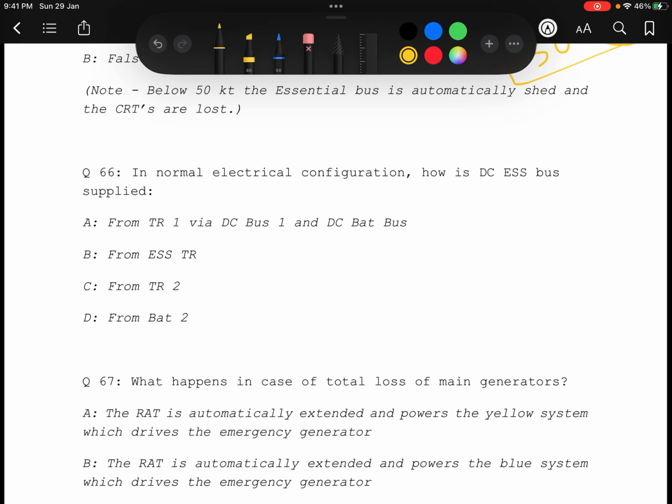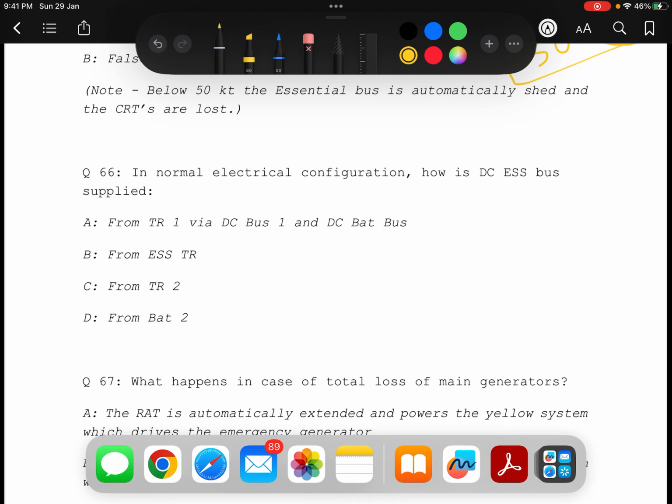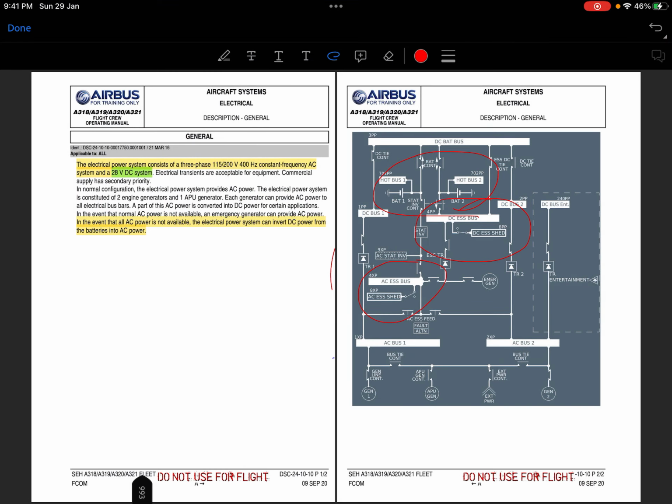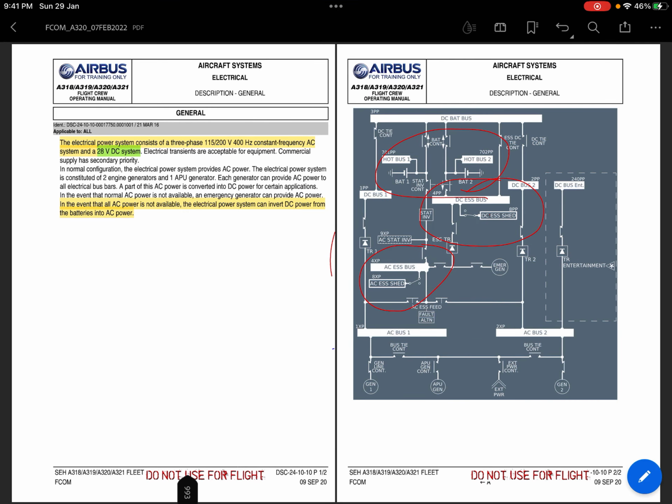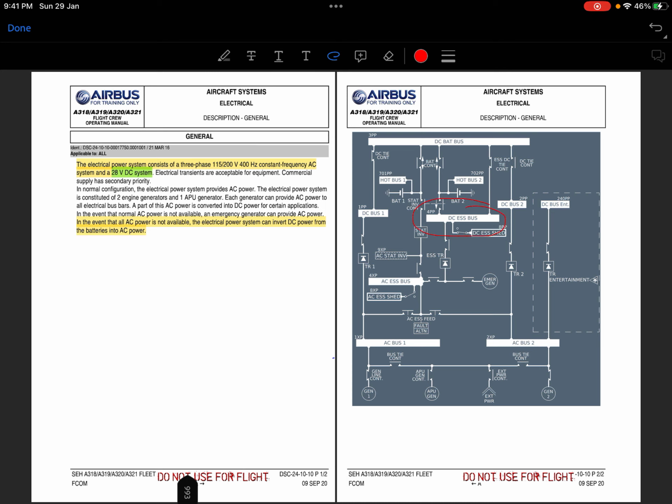If you know the answer, then it's well and good. If you don't know, then here is the explanation of how the DC essential bus is supplied. Here is the DC essential bus, and how it is supplied in normal configuration. The current goes by AC bus 1, TR1, DC bus 1 to the DC bat bus, and then further it goes to the DC essential bus.